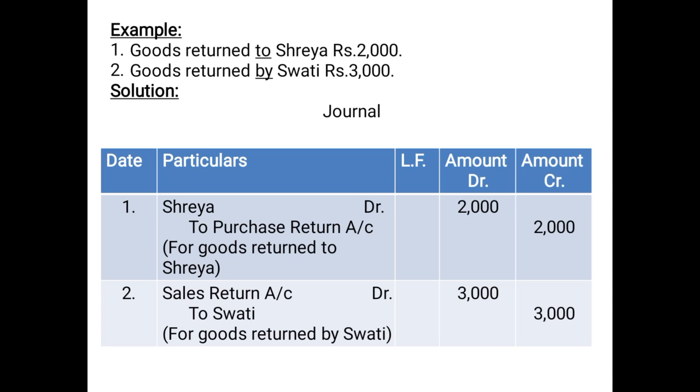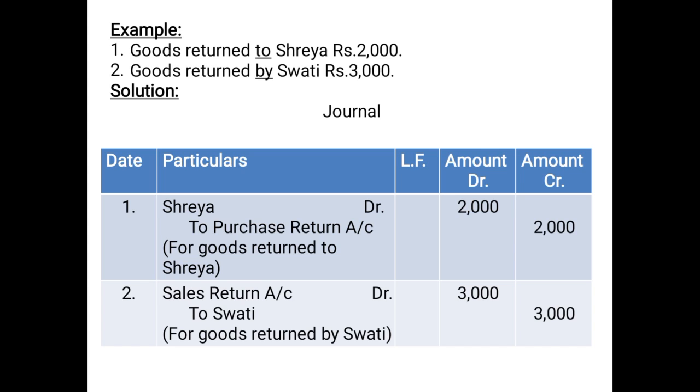Swati must have returned the goods to the business. So if somebody is returning goods to the business, that means he or she must have purchased it. That means the business must have sold it to them. So this will be considered as a sales return. And we know sales carry a credit balance but sales return carry a debit balance. So sales return account is debited 3000 with the amount of goods returned.